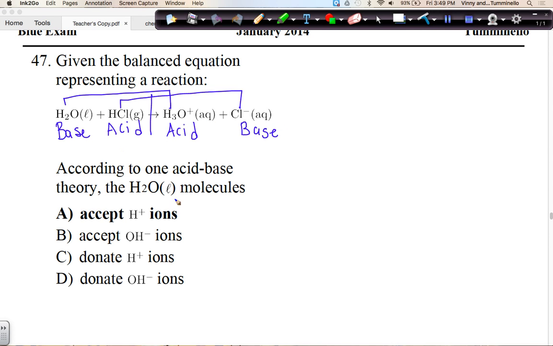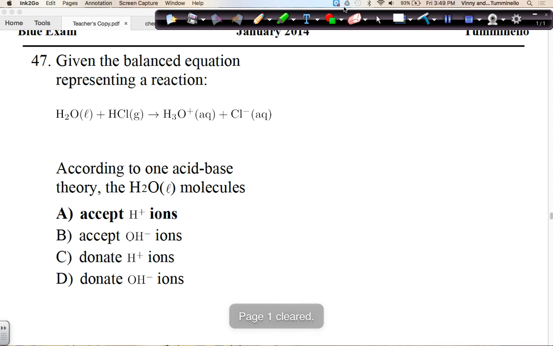Now that means we can also go with our BAAD. Bases accept H+, acids donate. If this is acting as a base, it's acting as a base because it's accepting H+ ions.